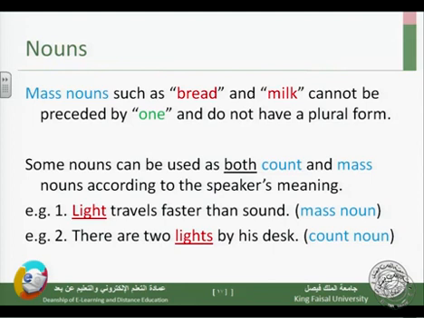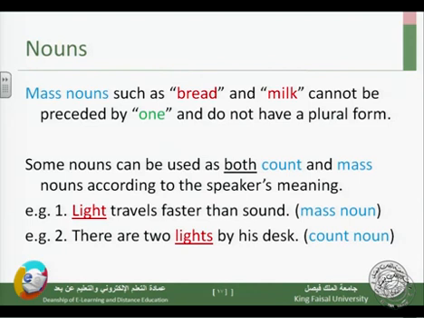Some nouns can be used as both count and mass. So a noun doesn't have to be only count or mass. Some can be used as both, depending on the speaker's meaning. Let's look at the first example here. Light travels faster than sound. Light in this sentence is a mass noun. We're talking about light as a mass noun.